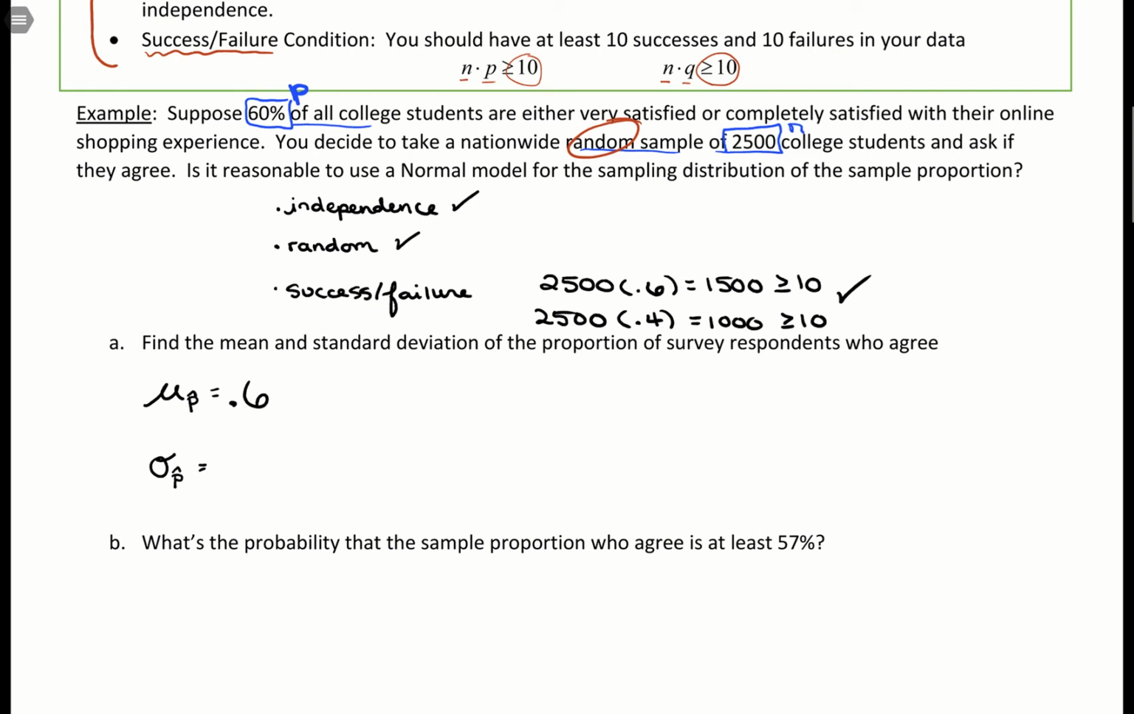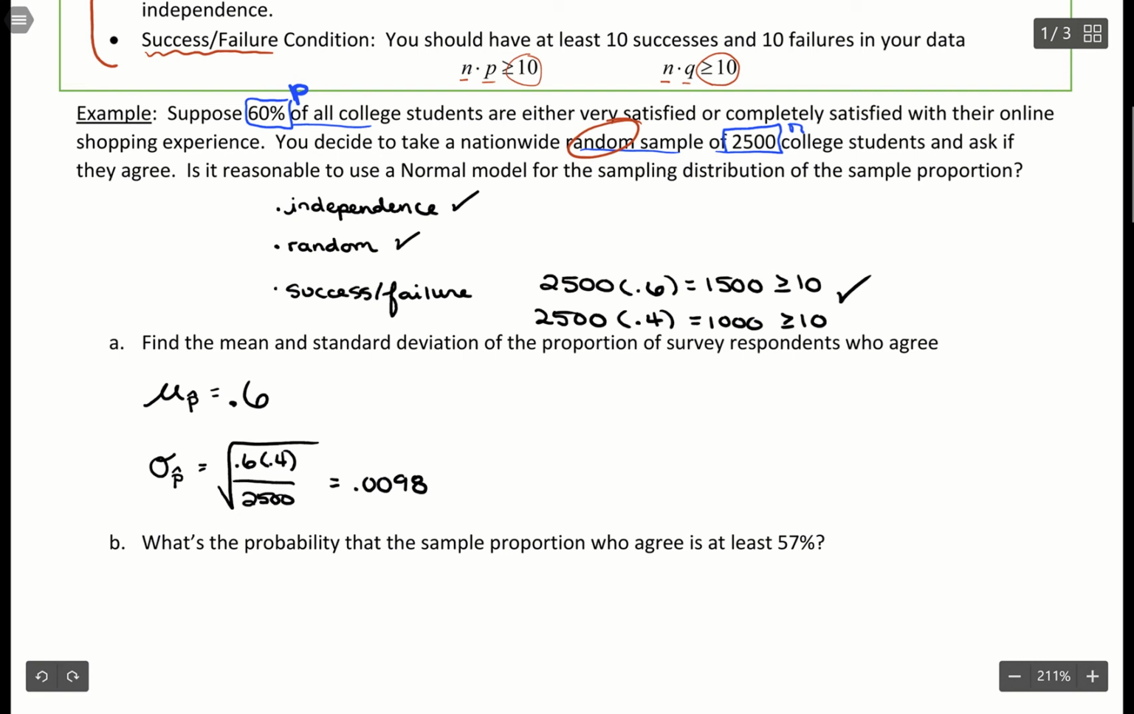For standard deviation, we need to do a little bit of calculating. So we take the square root, we'll have 0.6 times that 0.4 over our sample size of 2,500. So plugging that into the calculator, that should give us a 0.0098. So now we have this center and spread for distribution in terms of talking to 2,500 college students at random and collecting this proportion of how many were satisfied with their online shopping experience.